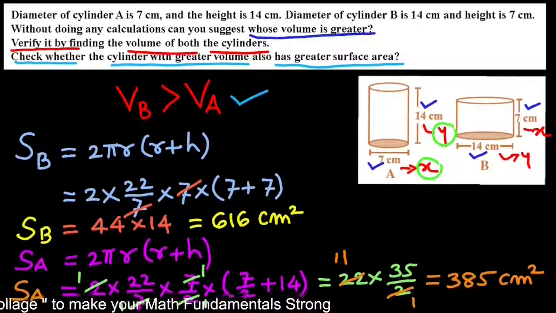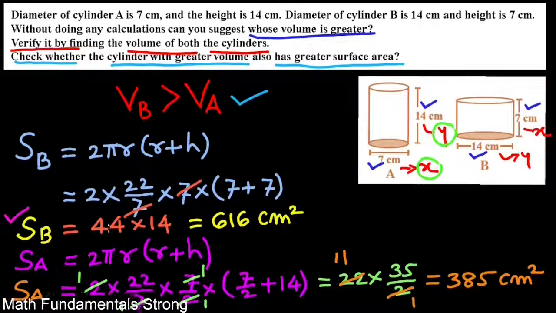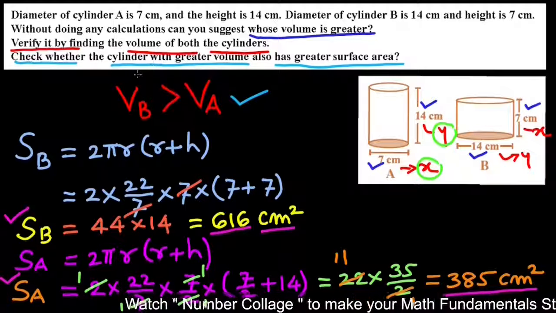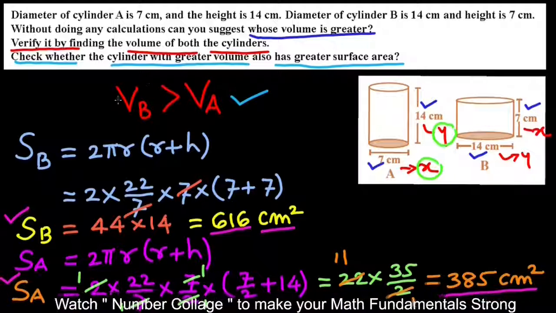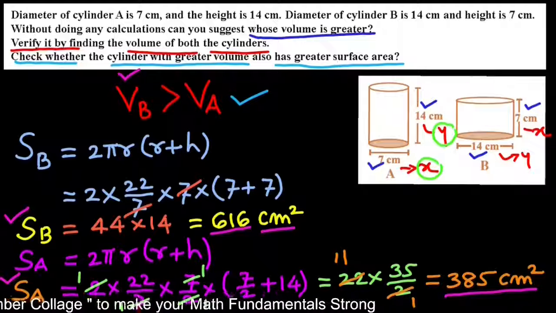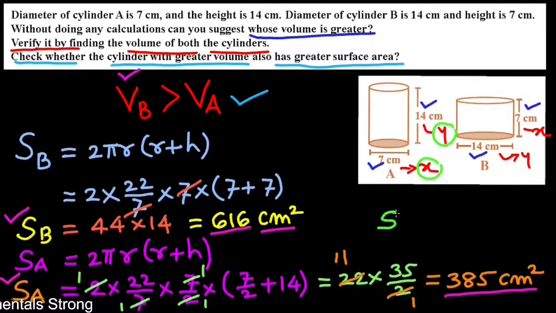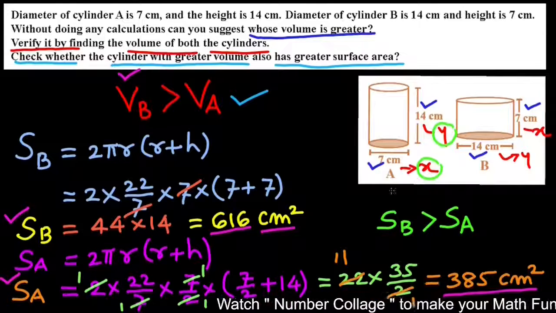Here we observe that surface area of cylinder B, which is 616 cm square, is greater than surface area of cylinder A, which is 385 cm square. So we can say that cylinder with greater volume, that is VB, also has greater surface area. So therefore surface area of cylinder B is greater than surface area of cylinder A.